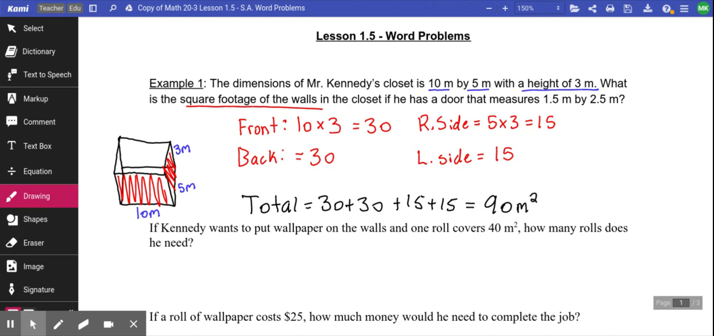I was wrong. You weren't far off, though. You probably did the top and the bottom too. Isn't the top and the bottom 5 times 10? Yeah, but we didn't need to do them because it asked for the walls, right? It didn't ask for the floor or the roof. Oh, I was doing the whole surface. Yeah.